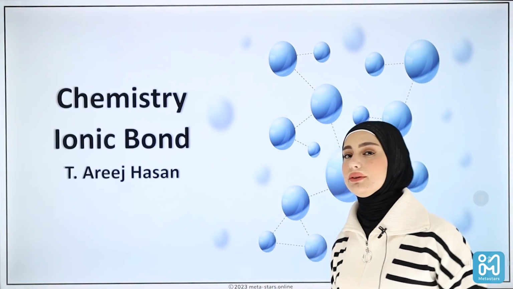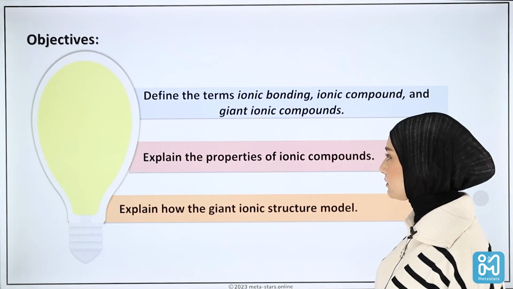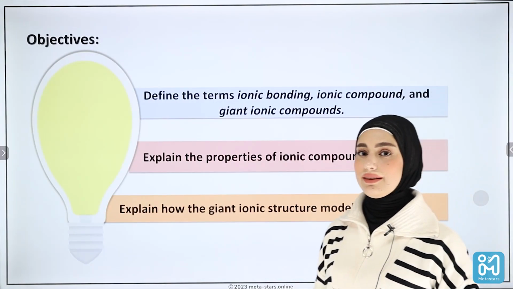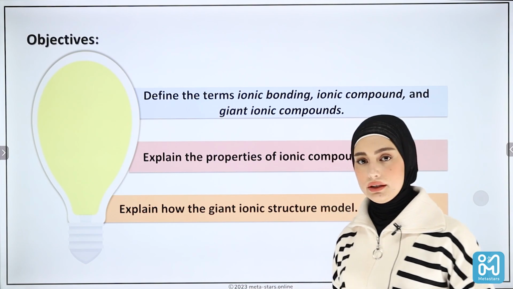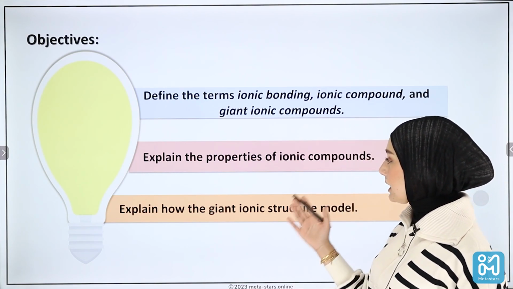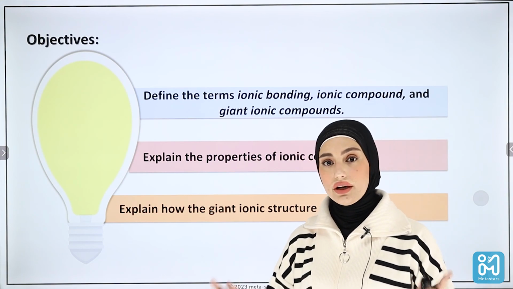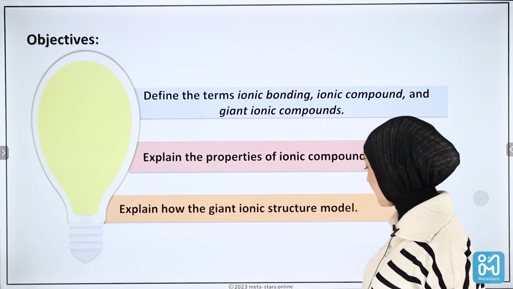Today we're going to talk about ionic bond and structure. So, our objectives today: first, to define the terms ionic bonding, ionic compound and giant ionic compound; then explain the properties of ionic compound and explain the giant ionic model.